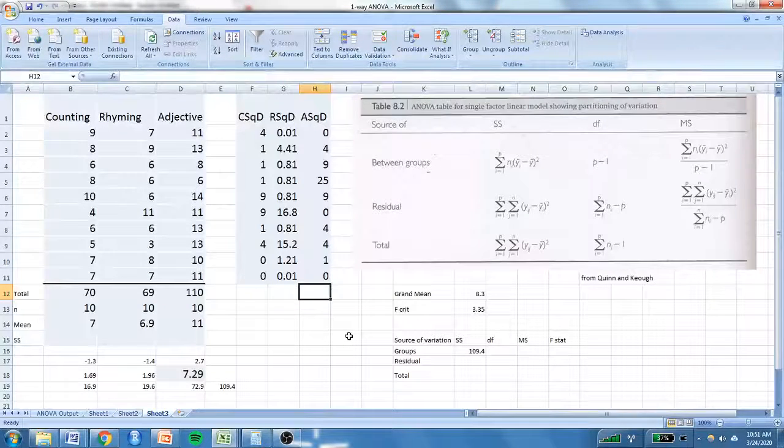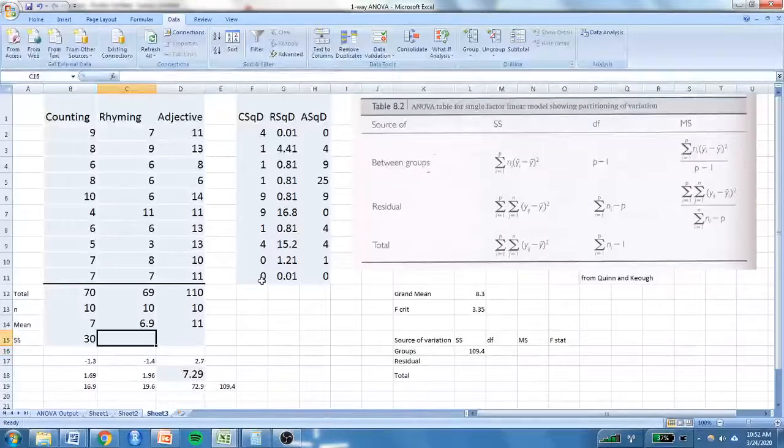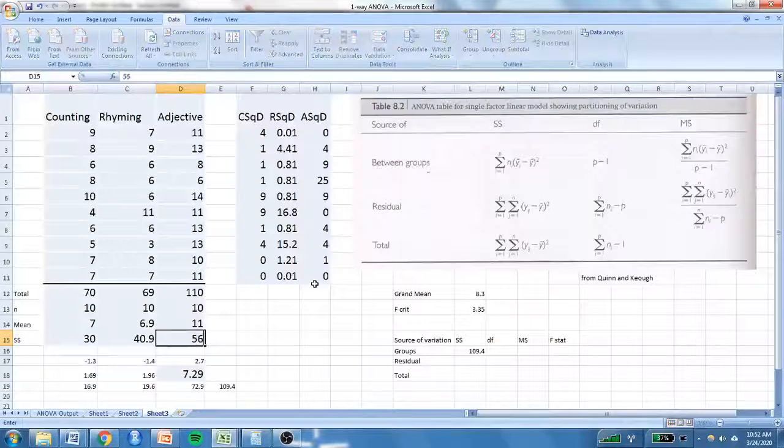Okay, so now we're going to sum those squares. That's what we're going to put here. Okay, so let's sum those squares. Obviously, you're going to add them. Oh, wait, I've already done this by hand. So this is 40.9. We're adding all of the square deviations here. So that's going to be 56.